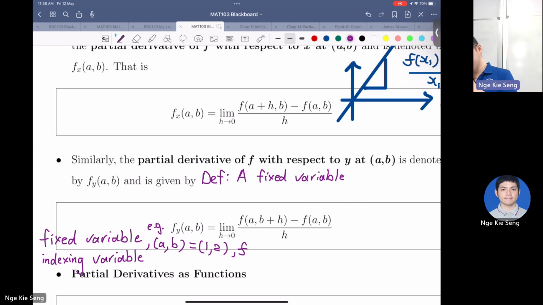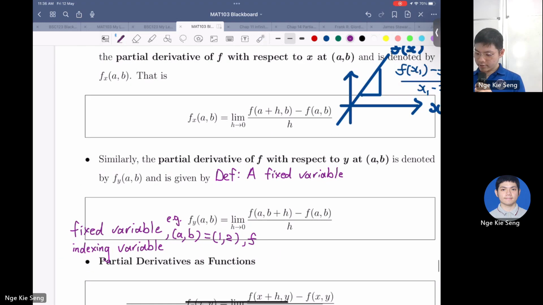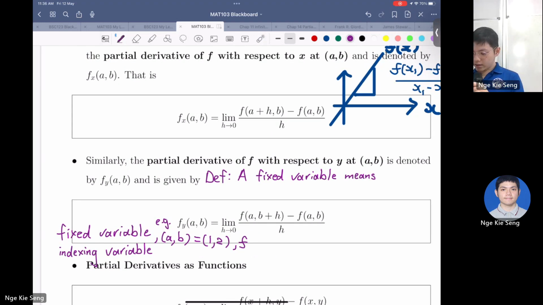So I define my own definition. Okay. So what's a fixed variable? A fixed variable means a symbol which is associated to a particular element in the set.